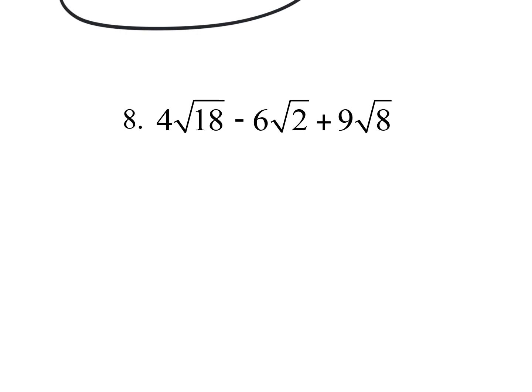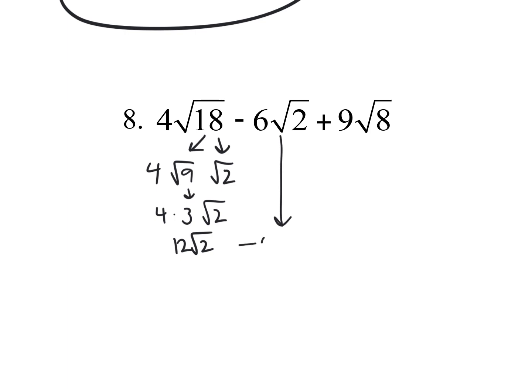Number 8, I just have 3 terms here that I'm combining, but none of them are like terms, so I'm going to simplify each radical first. Square root of 18 gives me the square root of 9 and the square root of 2 with that 4 in front. Square root of 9 becomes 3, and I multiply 4 times 3 to give me 12 square root of 2.